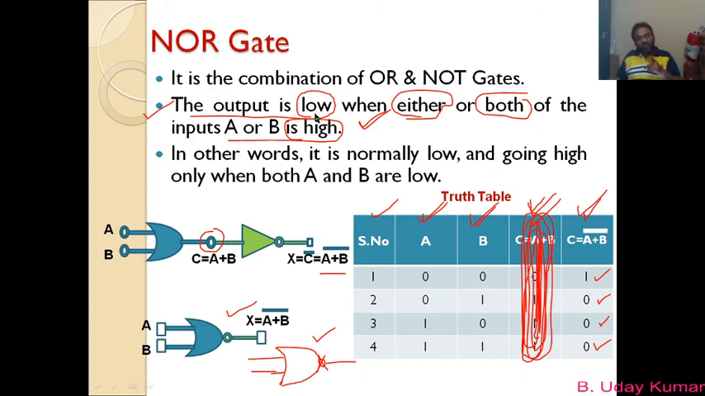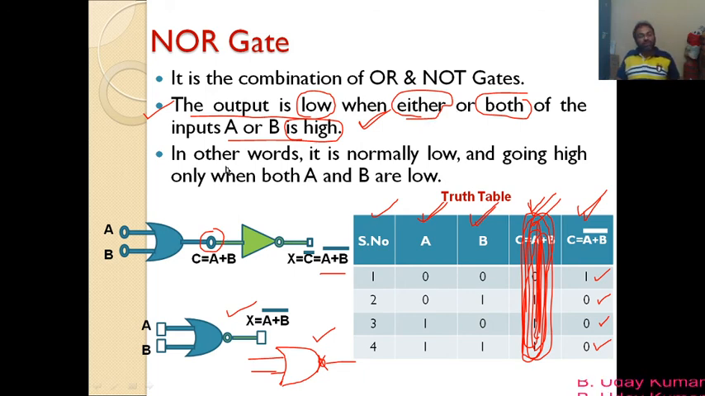The output is low when either or both, that means any one of the inputs or both the inputs are high. So that's what you have to understand, right? So please check it out. Here we have 1. So if I have 1 at B, you are getting 0. And if I have 1 at A, then also you are getting 0. If I have 1 at A and B, then also you are getting 0. That means the NOR gate is the gate whose output is low when any one of the inputs or both the inputs are high. So that is the definition mentioned here. So this is the NOR gate.